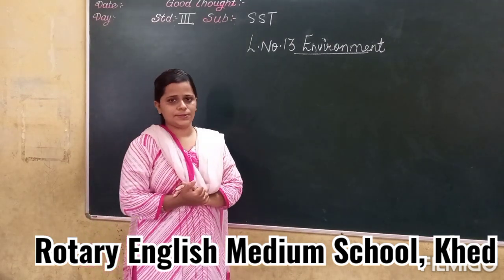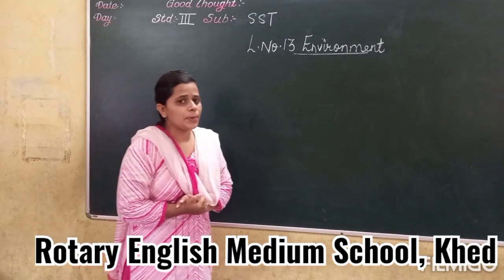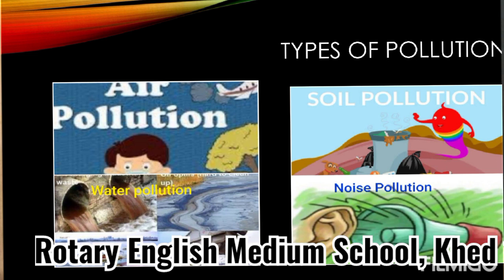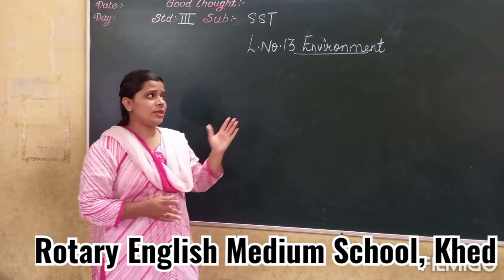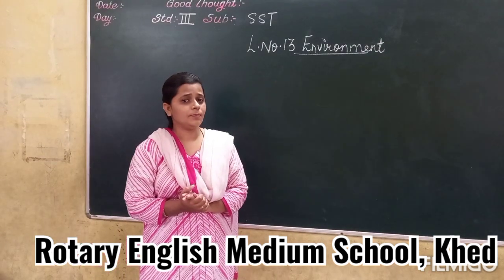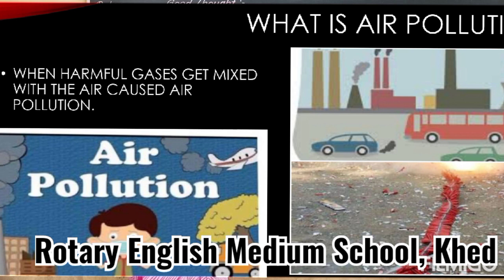There are four types of pollution. Can you tell me which are the four types of pollution? That is air pollution, water pollution, soil pollution and noise pollution. Got it, my children? So what is air pollution? When harmful gas mixes with the air, that makes air pollution. That makes the air dirty. So the proper definition: harmful things, the harmful gases that mix with the air, cause air pollution.